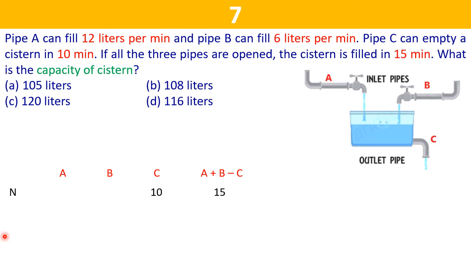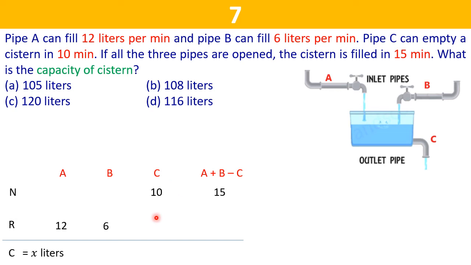The rate of filling is given for pipe A and pipe B as 12 liter per minute and 6 liter per minute, which I will write here. We cannot assume the capacity of the tank here because that is something which we need to find out in this particular question. Okay, so let us assume the capacity of the tank here as X liter, which is unknown value, and we need to find it out.